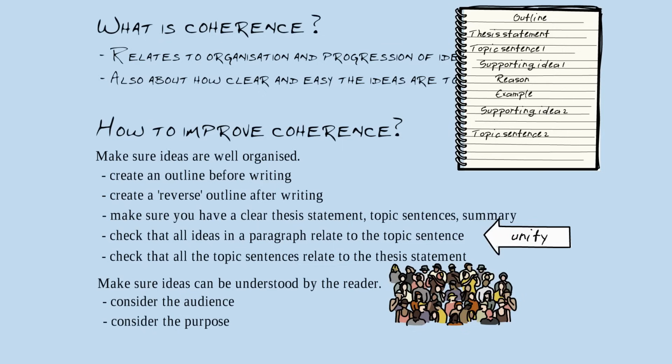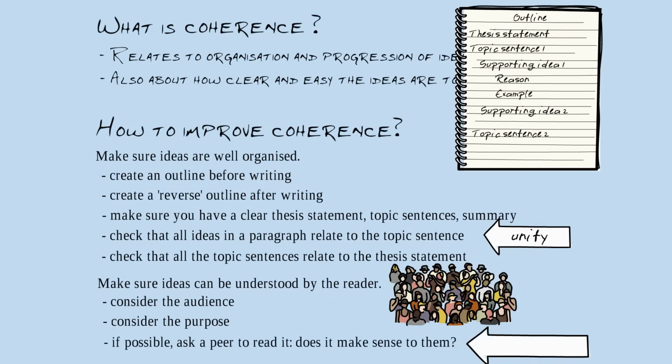The final way to make sure your ideas can be understood by the reader is to ask somebody else, for example another student, to read through it and see if it makes sense. This is called peer editing. Of course it's not always possible, for example in an exam essay. But for other types of writing, this is something that you can do to help make sure your ideas can be understood.